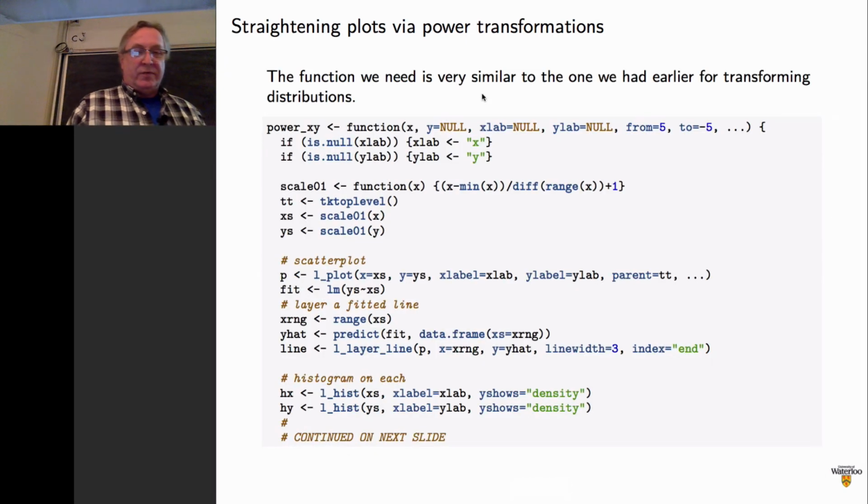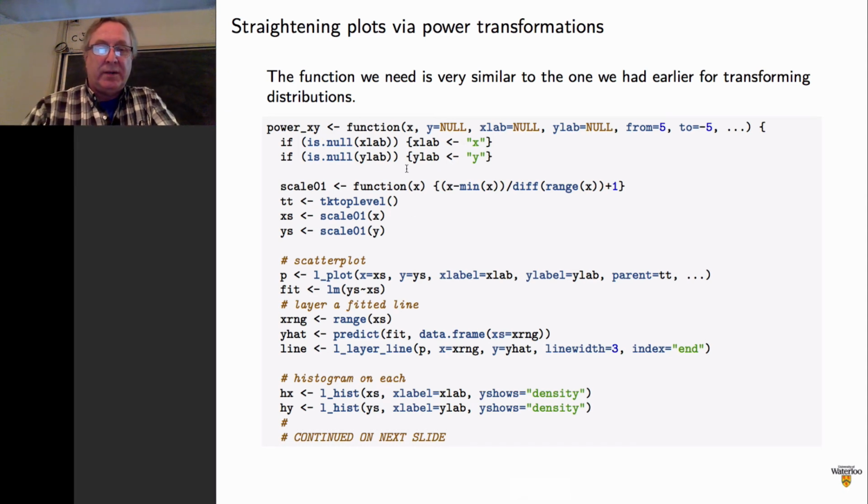I'll show you the whole function first to begin with. We'll do this very, very quickly. So as before, I'm going to write a power function that's going to produce some visualizations. This is going to take an X and a Y. And I'm going to have two sliders, one for the X and one for the Y. So you'll see double of everything here.